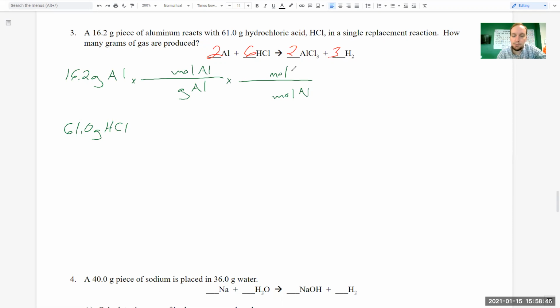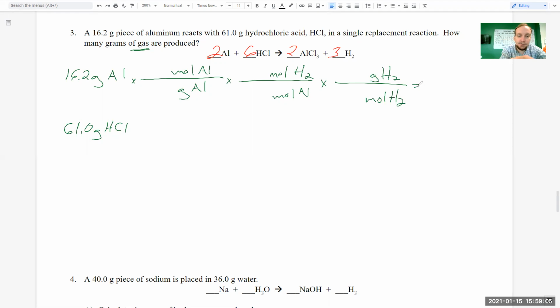Now, I've got to pause. What product? It says how many grams of gas are produced? Well, this is the gas. Hydrogen's a gas, so it's going to be H2. Aluminum chloride is not a gas. All right, then I'm going to get out of moles of hydrogen and finally into grams of hydrogen.